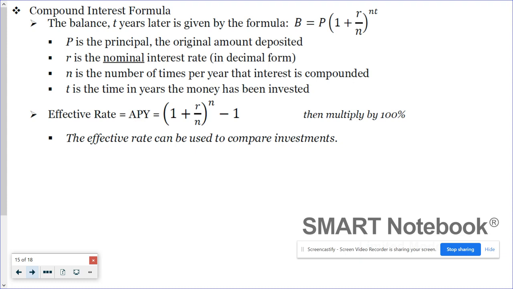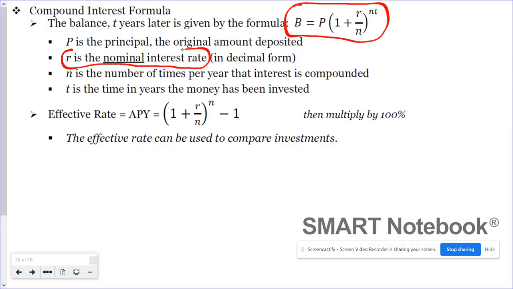So, you may recall from our previous lesson on compound interest, I can use this formula here. This formula will tell me the balance B of an investment, where P represents the original amount that I invested, R is the nominal rate, so that's the stated rate, N is the number of compounding periods, so how often the interest is calculated throughout the year, and T represents the number of years.